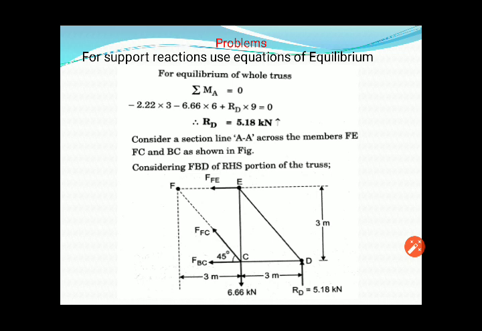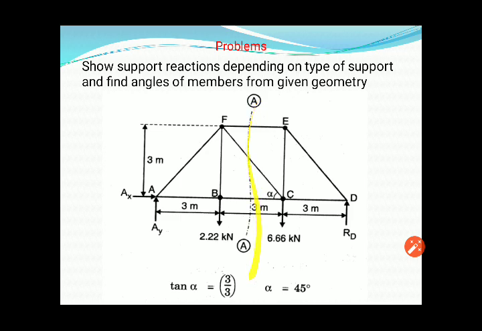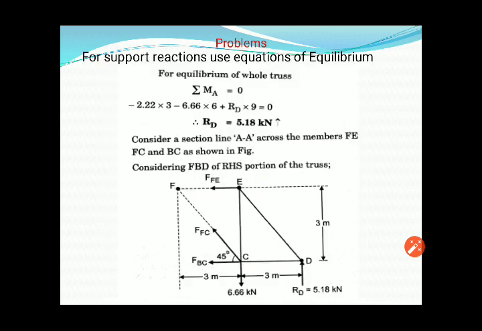Okay, consider the free body diagram of the right hand side portion of the truss, by passing a section line through the three members which we have to find. So it is shown in the figure over here. So I separated this one. I got a value of RD when I took moment about A. Then the force in each member. Similarly, the alpha angle is over here also.